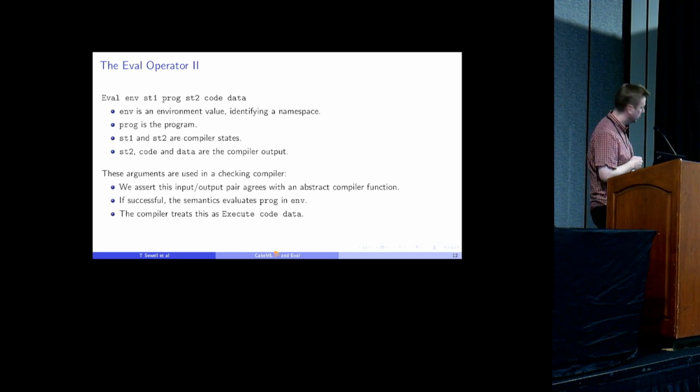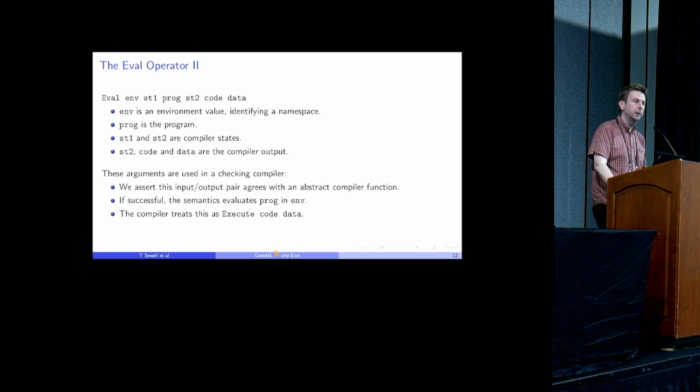So the real eval operator actually has 6 arguments. The first is the environment or namespace value, and the third one is the program you're trying to run. There's input and output compiler states, and then there's the output compiler code, which actually has 2 parts. Okay, so what's going on here?